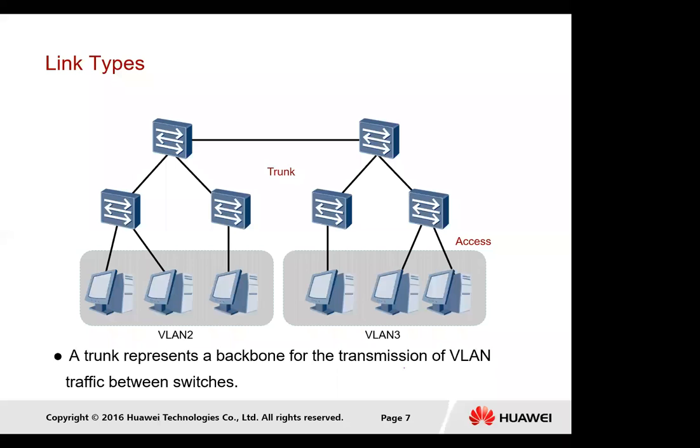So when we go to the tagging, I will introduce to you that there are two link types here. The first link type that we have is access, as well as trunk. Those are the two link types in total that we support. A trunk represents a backbone for the transmission of VLAN traffic between the switches. So you see that a trunk connection is always between two switches.